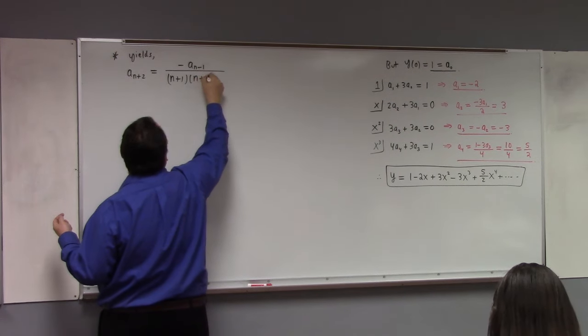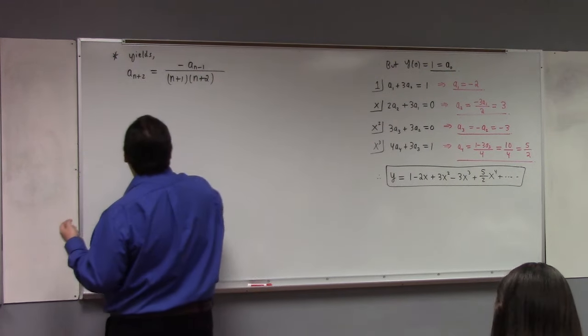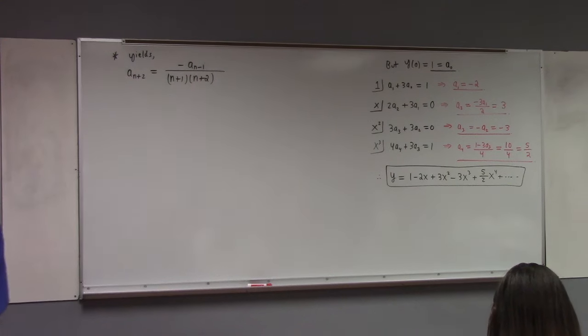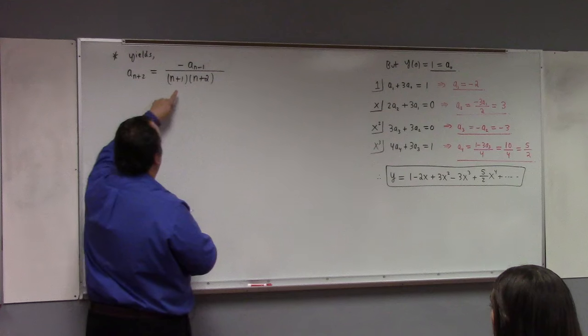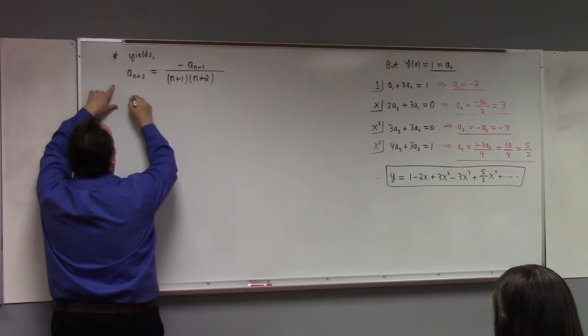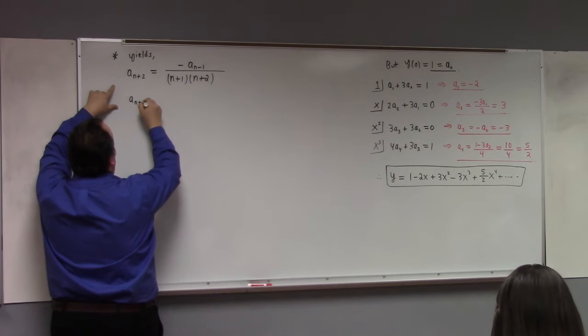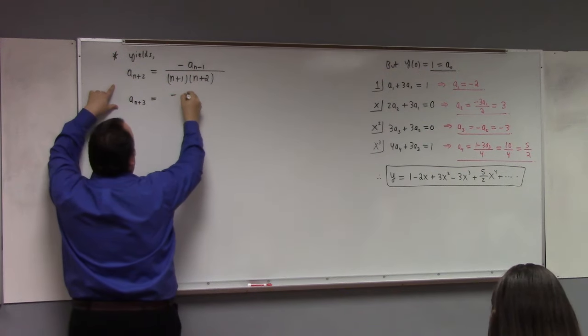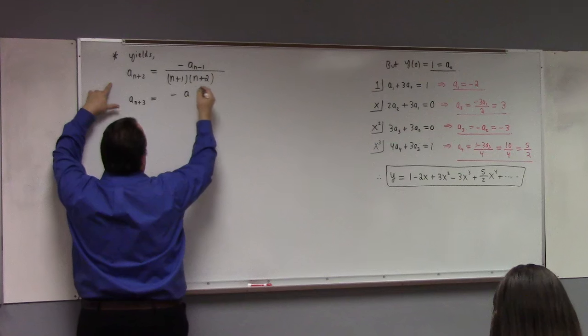I still don't like it yet, because I don't like to have a shifted index on both things. It's just for the purpose of analysis much easier if we can make one or the other of those an unshifted index. So what I'm going to do is write a sub n plus 3 minus a sub n what? Well, just a sub n, right?